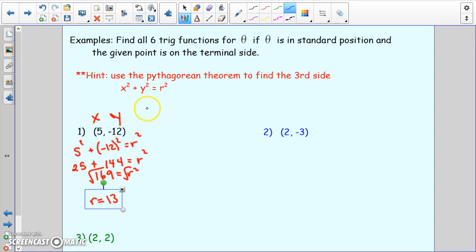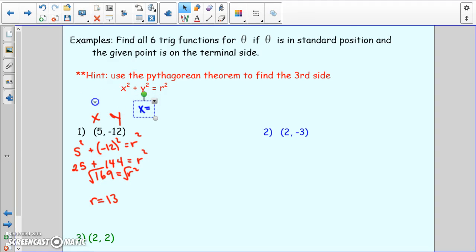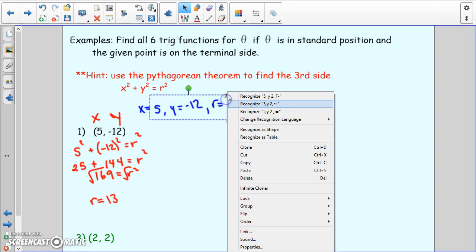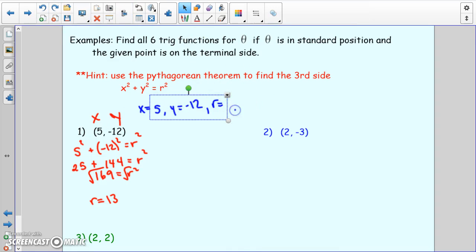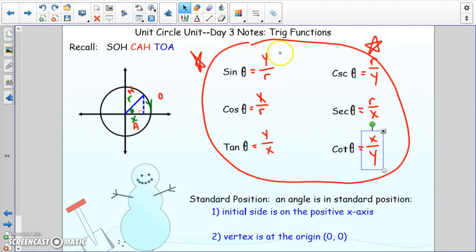So we have, and I'm just going to list them here. So we have our x is 5. The y is negative 12. And we get those two from the ordered pair. And then we just found our r value, 13. Okay. So now all we're going to do is take these 3 numbers and plug them into our 6 trig functions.